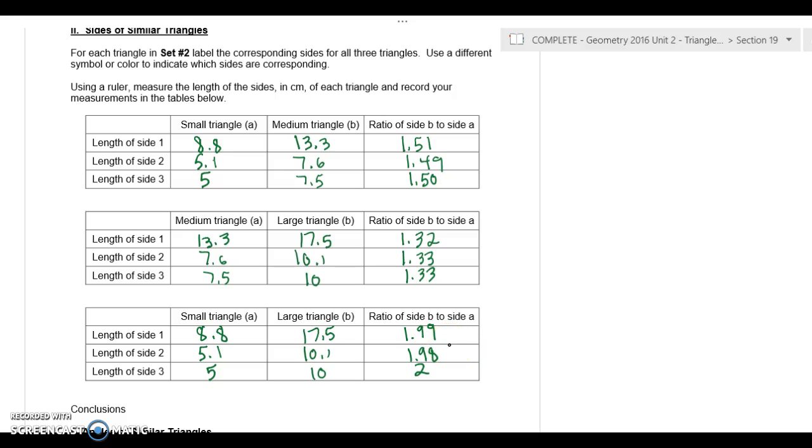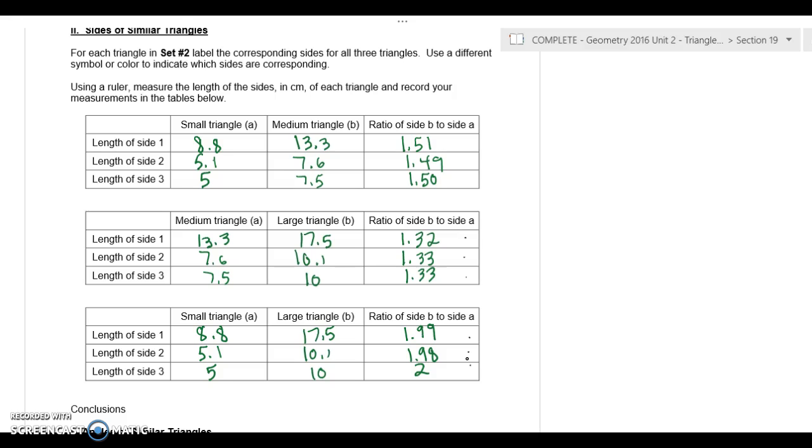Now, what's cool about that is this connects back to what we did before with dilations, in that we're taking one triangle and we're resizing it. So when we resize it, this number right here is the scale factor of the triangles. So the small triangle compared to the medium triangle, the medium triangle is 1.5 times the size for all the sides.